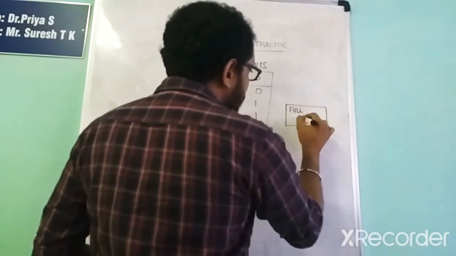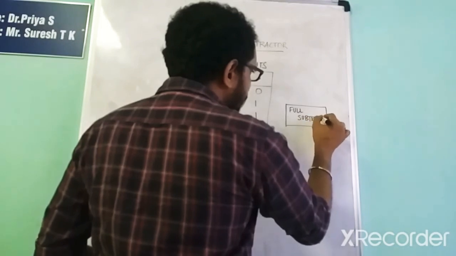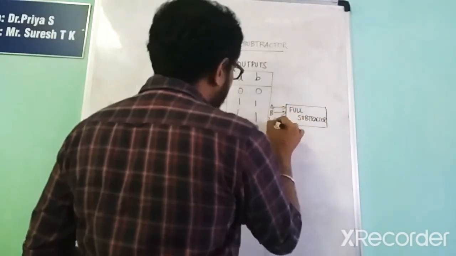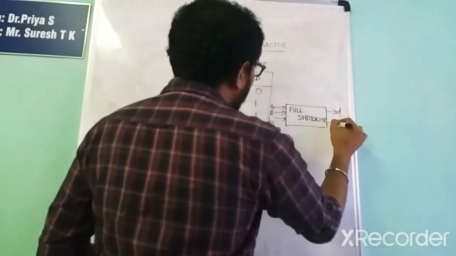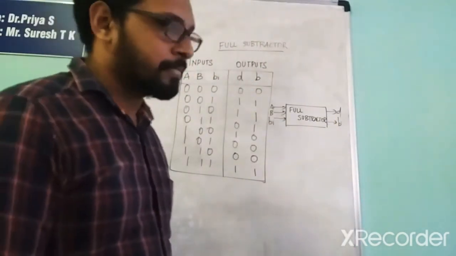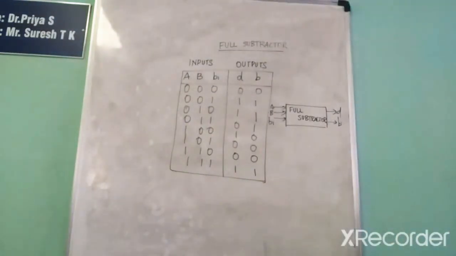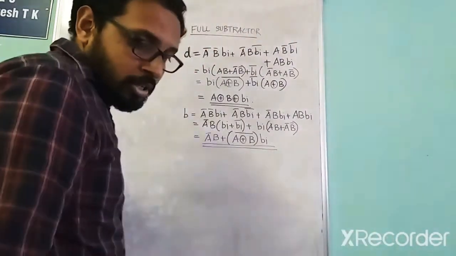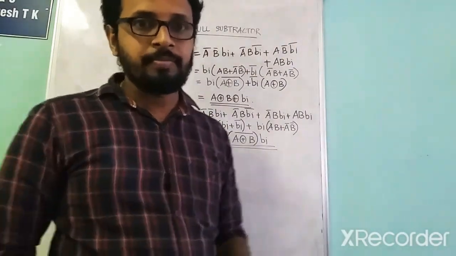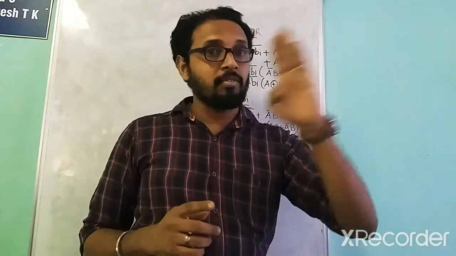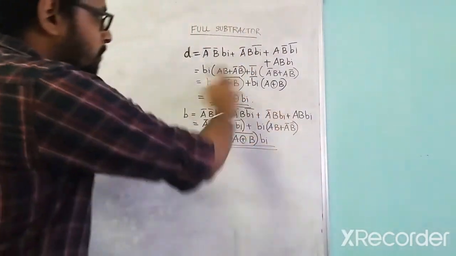The block diagram of the full subtractor: we have A, B and Bi, and we have outputs D and B. Based on the truth table that we have just constructed, and looking for the D values where we obtain 1 and also the B values where we obtain 1, we formed this.